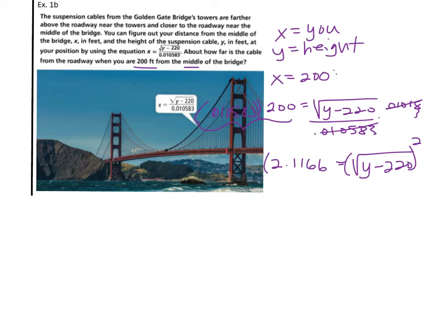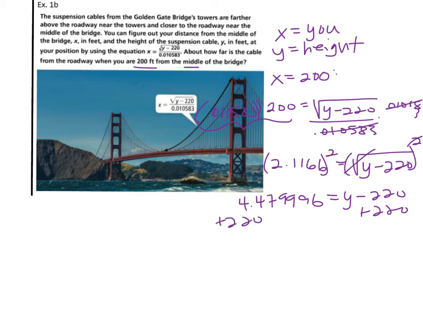means we'll square both sides. 2.1166 squared is approximately 4.479996. On the right, cancel out the power. We have y minus 220. To get y by itself, we'll add 220. 220 plus 4 point all that decimal would be 224.48. That's the approximate height of the suspension cable at that location.